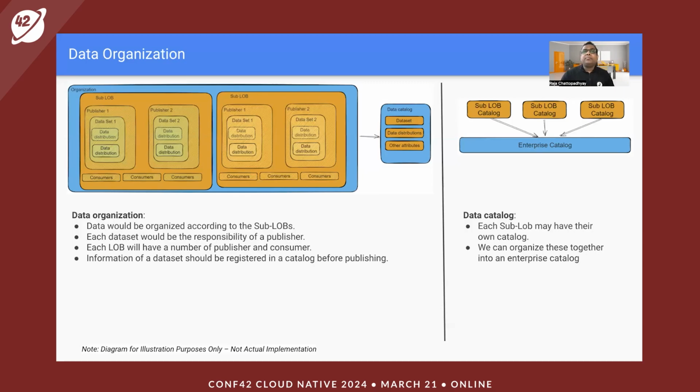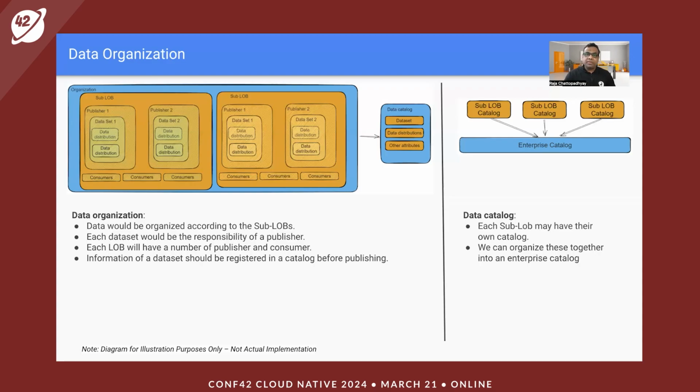Further, there can be multiple consumers in each of these sub LOBs who may want to access data from any of the data sets across any sub LOB. So it is imperative that this data is discoverable by the consumers. Hence, the publisher will be responsible for registering the data in the catalog. In many organizations, each sub LOB may have invested in their own catalog.